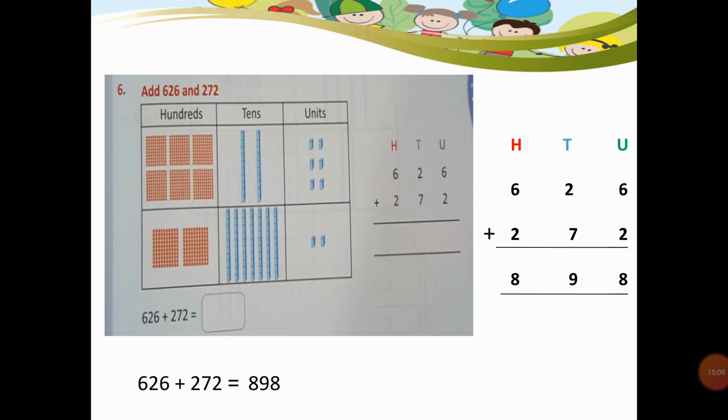And when we add the blocks in the hundreds column, we will get the answer 8, because 600 plus 200 will be equal to 800. So students, when we add the numbers 626 with 272, the answer will be 898. So students, you also have to write down this answer 898 in the small box that is given here.